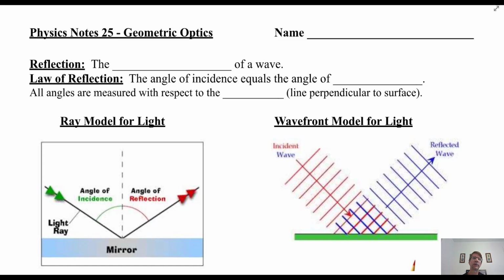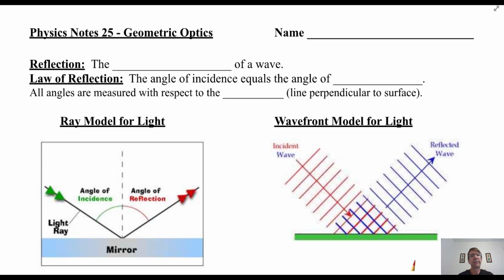Physics Notes, Unit 25, Geometric Optics. Basically the physics of mirrors and lenses. How do glasses work? How do microscopes work? Telescopes? Well, we'll start with reflection.